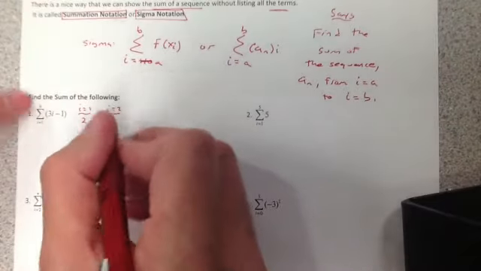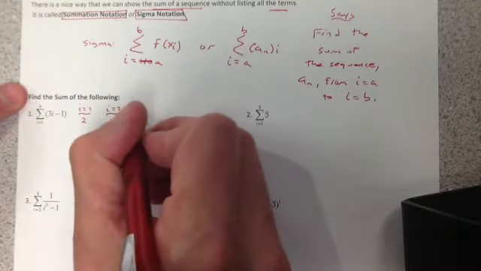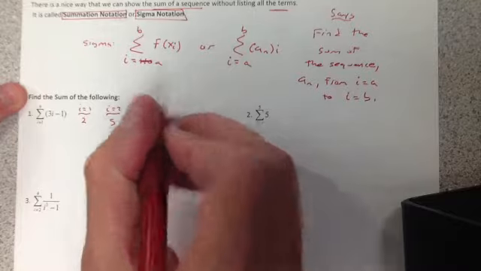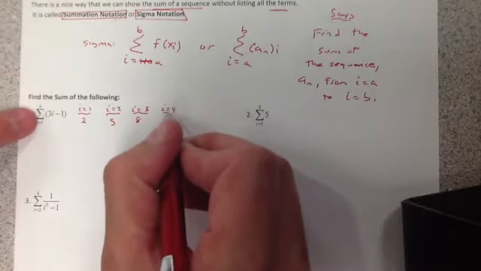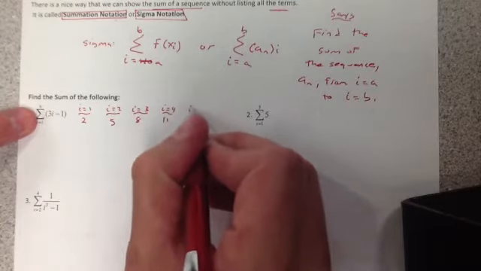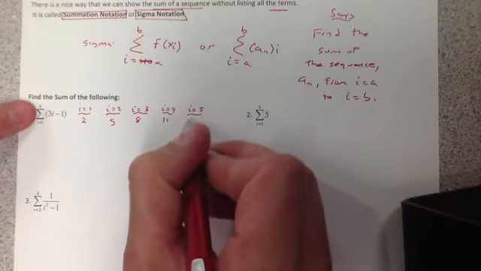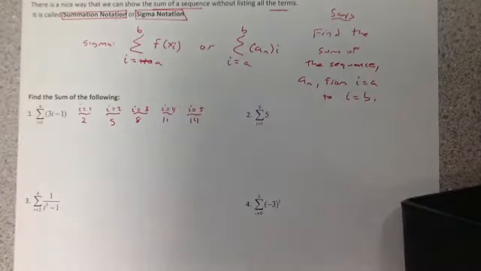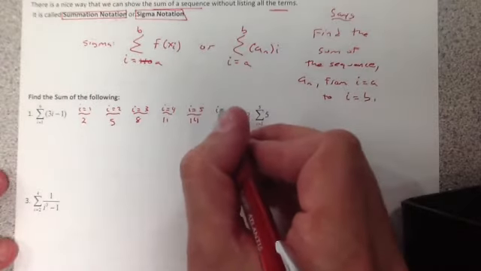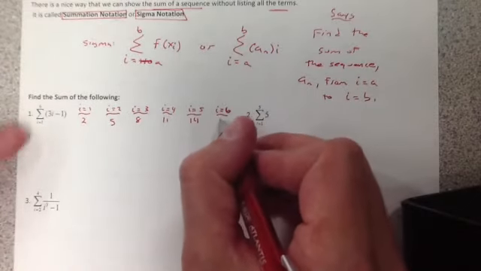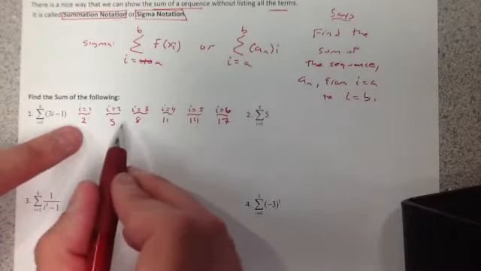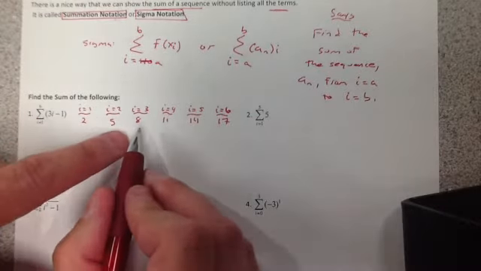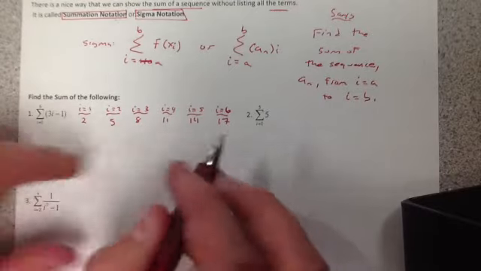If I let i equal 2, we get 5. i equal 3, 8. i equal 4, 11. i equals 5, we get 14. And we got one more. i equals 6, it becomes 17. So this is my sequence: 2, 5, 8, 11, 14, 17.